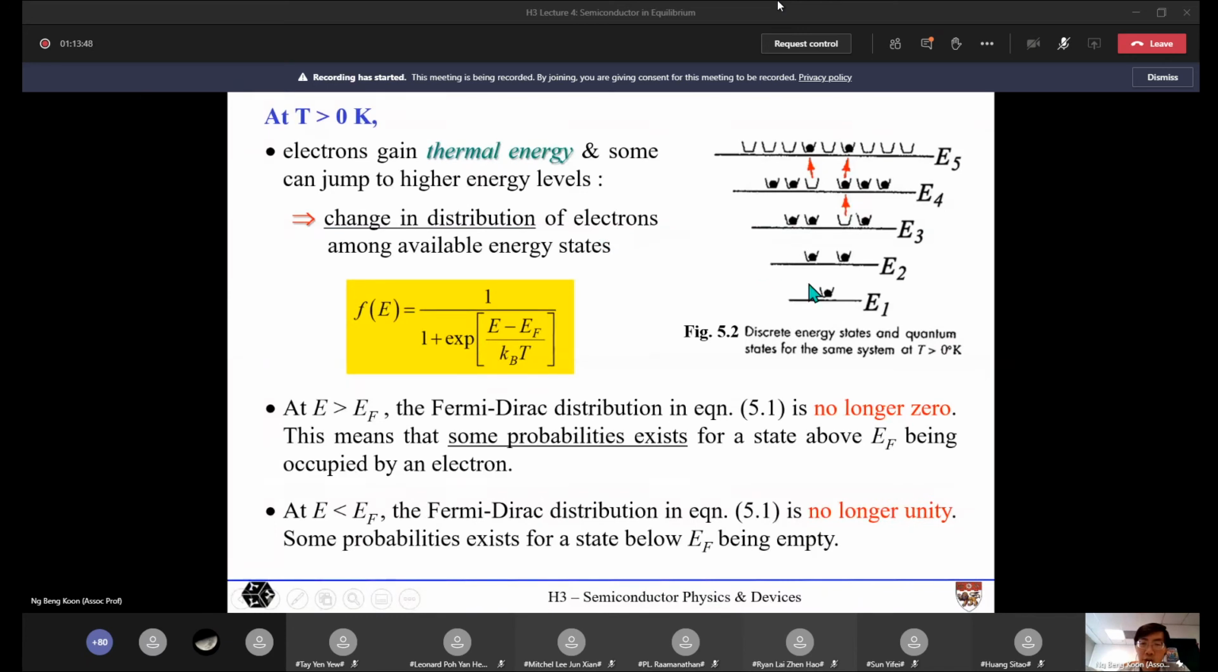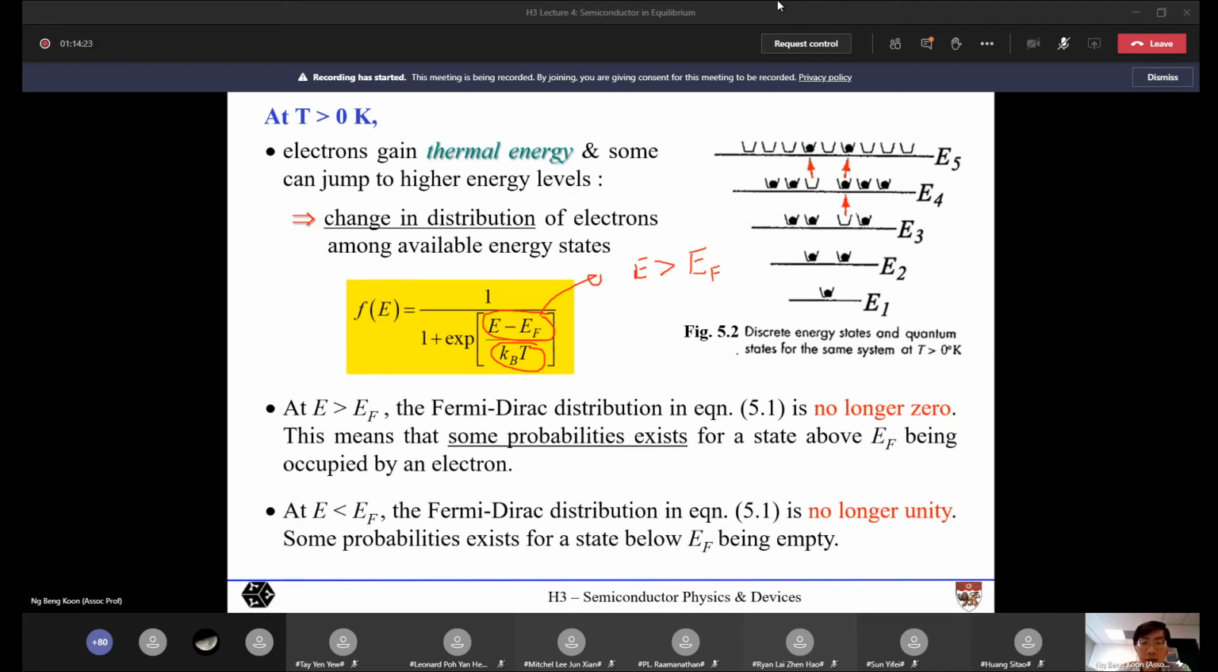In fact, this is also reflected in your Fermi-Dirac distribution function for non-zero Kelvin temperature. We can tell by quickly analyzing this. For example, if your temperature is non-zero, then this term is some positive value. So if you consider energy now above, let's say we consider E above EF.